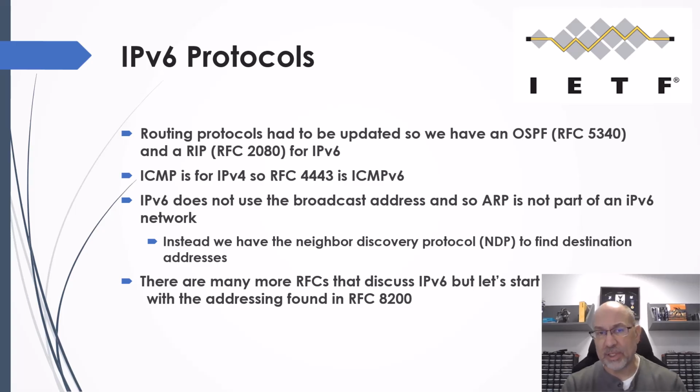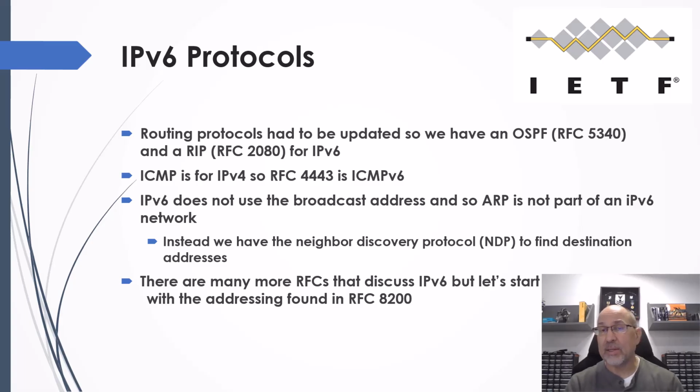Lots of IPv6 protocols. So RFC 8200 has the specification for IPv6, right? What does the header look like? What are the addresses that we're worried about? Those kinds of things. But that doesn't mean that automatically fixes things like OSPF. So those protocols had to be rewritten to support IPv6 routing. So EIGRP, RIP, OSPF, all of them had to have an IPv6 version.